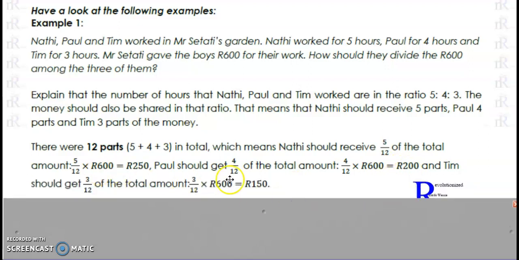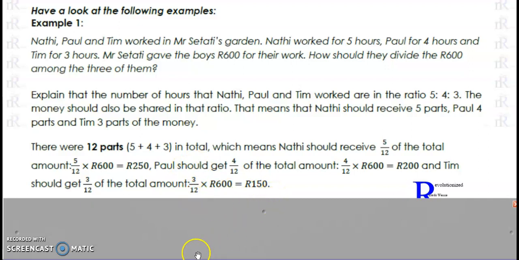Then, if you add the two together, you already get 450, so there's only 150 rand left. So that 150 rand will go to Tim. If you had to calculate 3 parts of the 12 parts of 600 rand, you will get 150 rand.